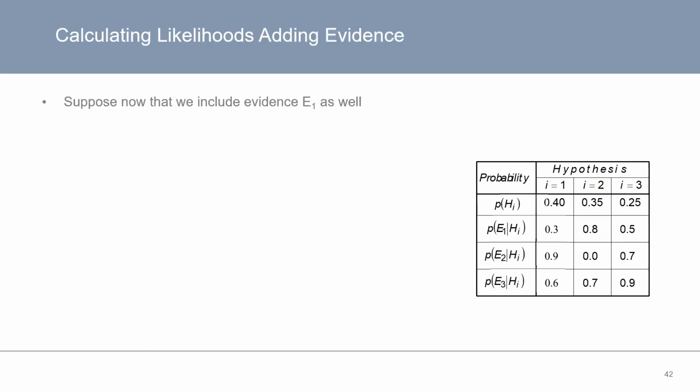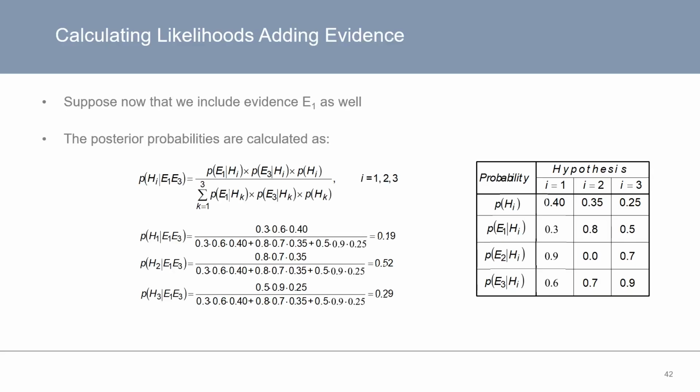Now let's suppose we get evidence 1 in addition to evidence 3. So again, we're going to calculate these posterior probabilities using this equation, now where we have 2 pieces of evidence to consider. Now we look at the updated conditional probabilities for each of the hypotheses, and find that hypothesis 2 is now much more likely than the other 2 hypotheses.